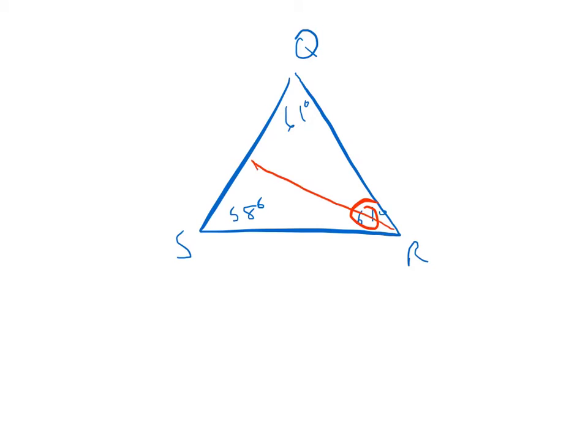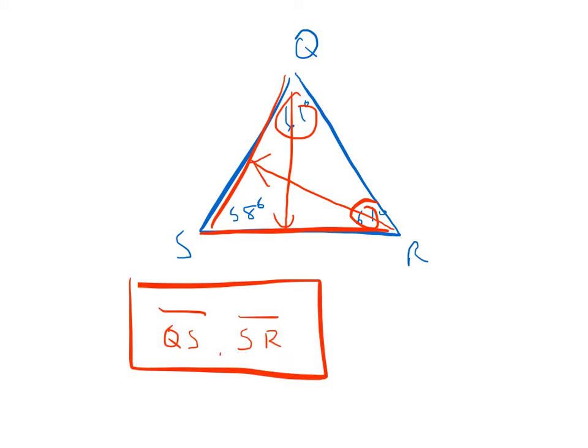Here's a 61. Opposite of it is QS, so I would say side QS. And here's 61, and opposite of it is this side down here, S and R. So that would be your answer. The two sides that are equal in length are QS and SR. And then QR, this one over here, is going to be a little bit smaller than those two because 58 is smaller than 61.